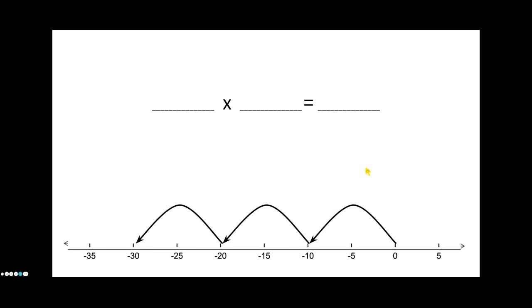All right, and I believe this is our last one. So again, we're looking at three things. Number of hops, how far was each hop, and where did the hops stop? So the number of hops, 1, 2, and 3. How far was each hop? Went all the way over. We skipped negative 5. We went to negative 10. So each one is negative 10.